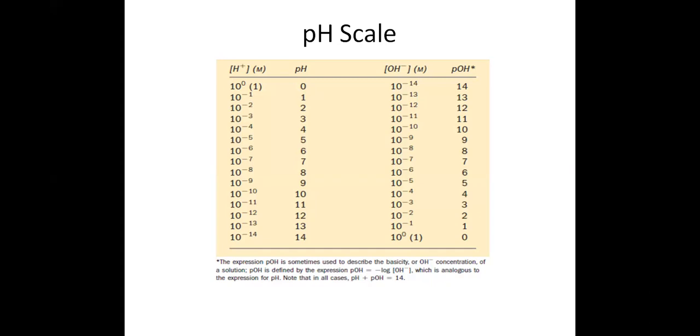So the expression pOH is also sometimes used to describe basicity. So we use it to describe the hydroxide ion concentration of a solution. pOH, like pH, is the negative log of hydroxide ion concentration, so it is analogous to the expression for pH. And note that in all cases, pH plus pOH is equal to 14.